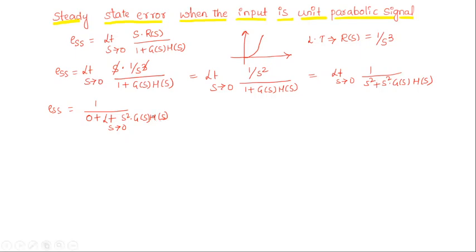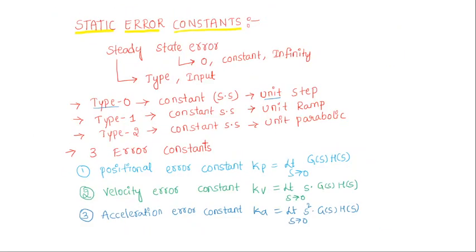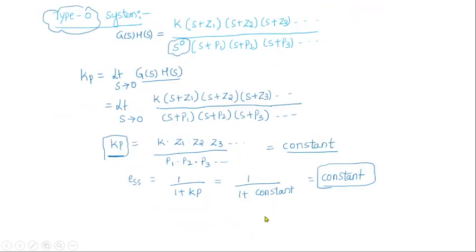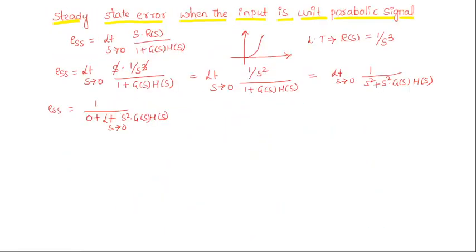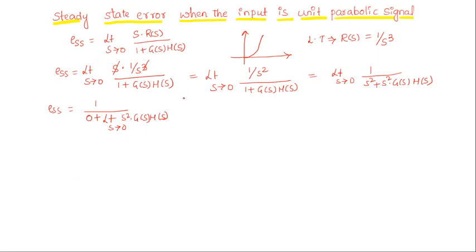We have already discussed this term in the static error constants. From the static error constants, limit s tends to 0 s square into G of s into H of s is nothing but the acceleration error constant, that is Ka. So I am substituting that value here. Then ESS becomes 1 by Ka. So when the input is unit parabolic, the steady state error ESS is nothing but 1 by Ka, where Ka is the limit s tends to 0 s square into G of s into H of s.